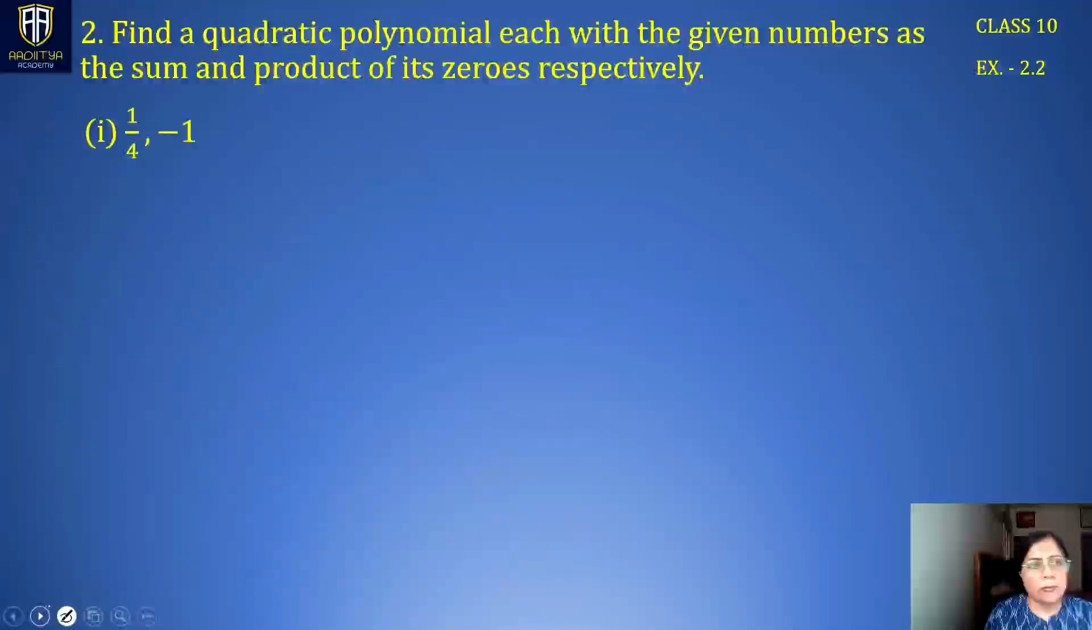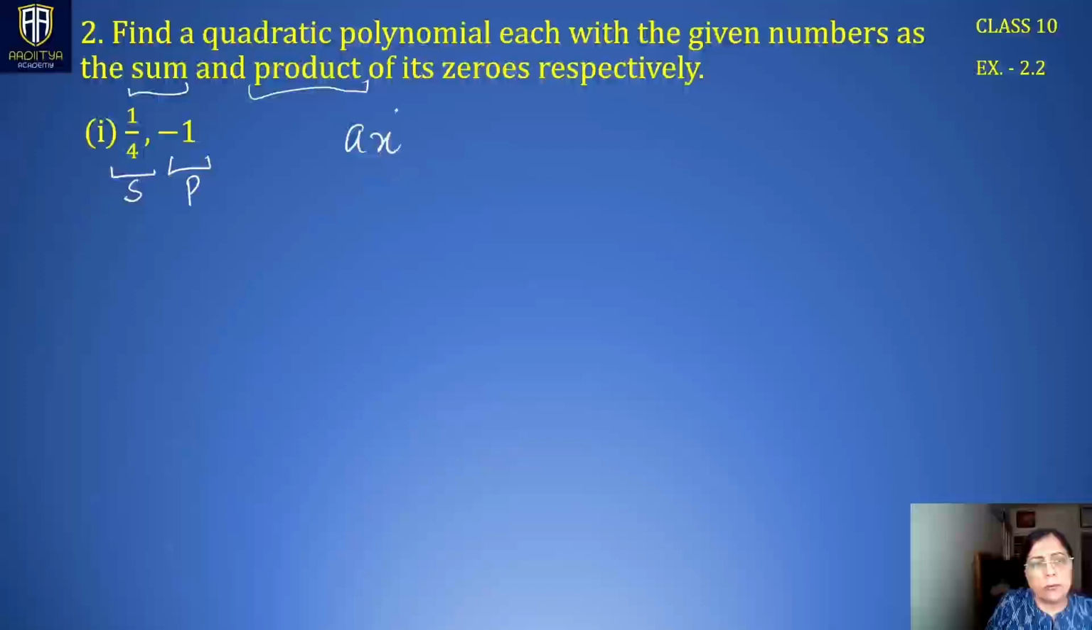Next question we have now. In this question, find a quadratic polynomial, each with the given numbers as the sum and product of its zeros respectively. See, in the order we have the sum first and the product next. So in every case, the first number corresponds to the sum and the second number corresponds to the product of the zeros of the polynomial. And now we have to construct the polynomial. So how can we do that?